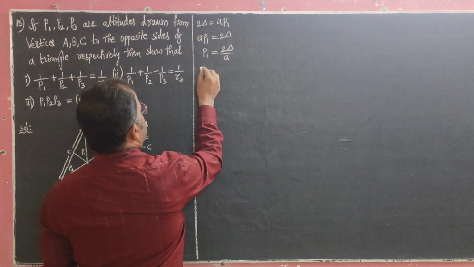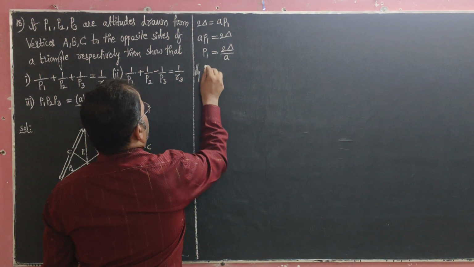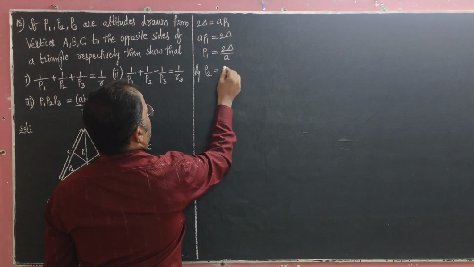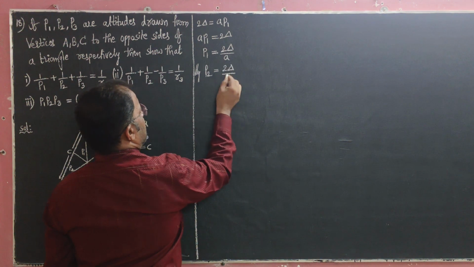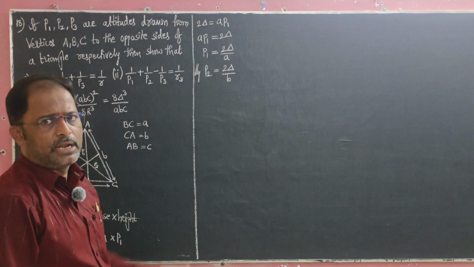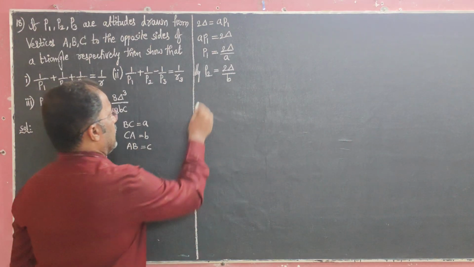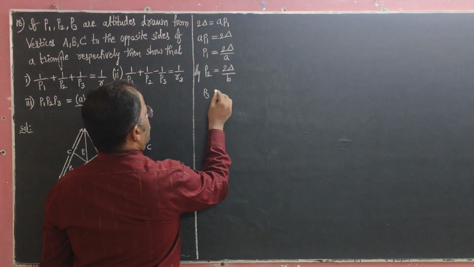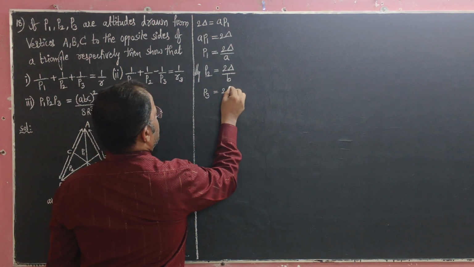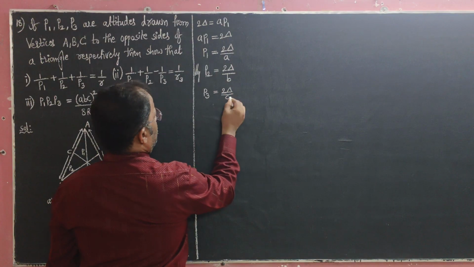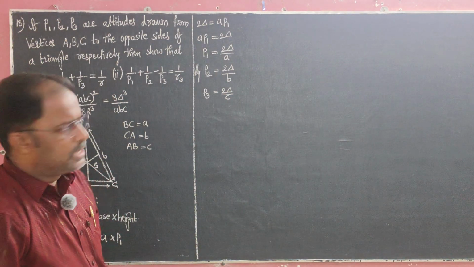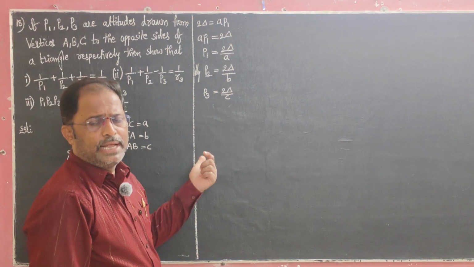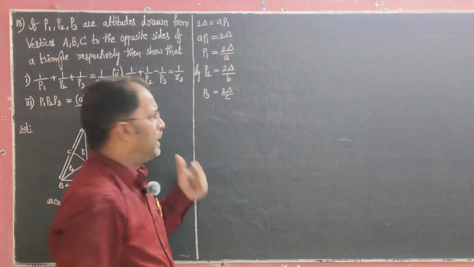Now similarly we can write the P2 value directly. P2 equals 2 delta, but in place of a we write b. In examination also we can write directly. Now P3 equals 2 delta by c. Clear? P1, P2, P3 are 2 delta by a, 2 delta by b and 2 delta by c.